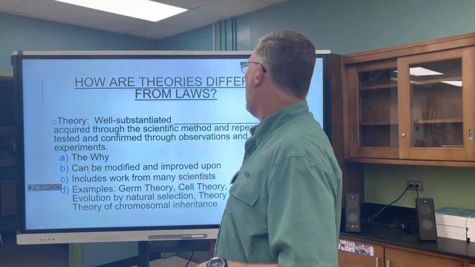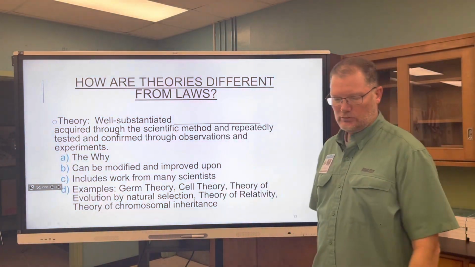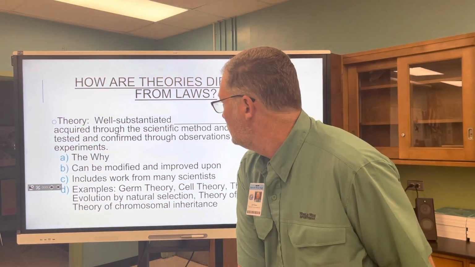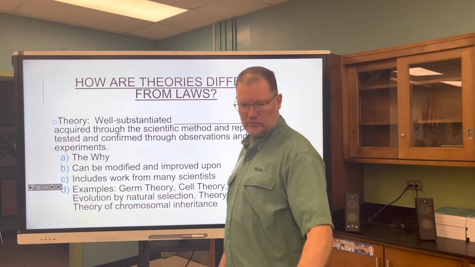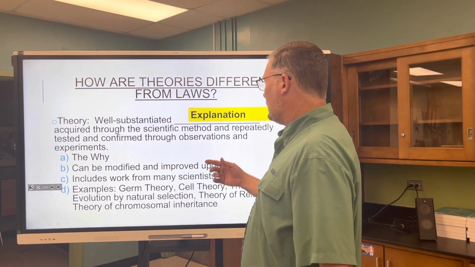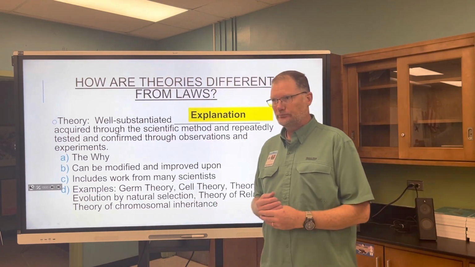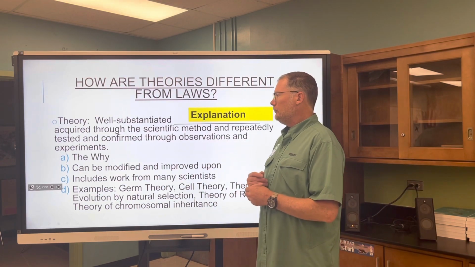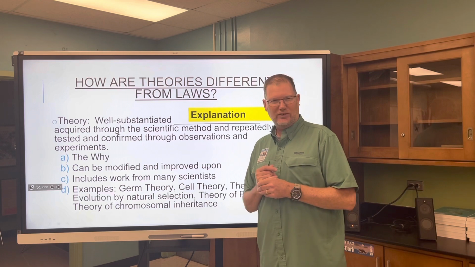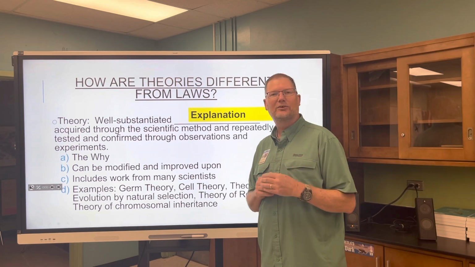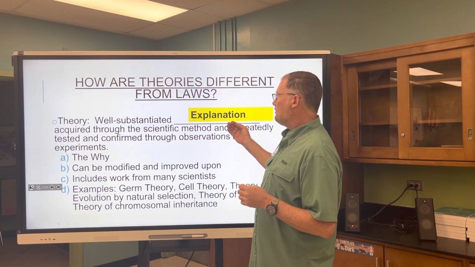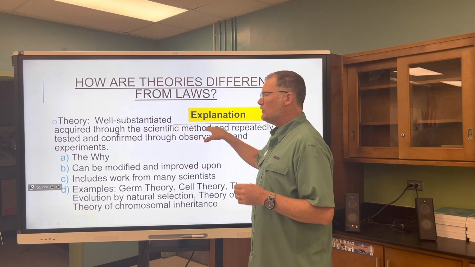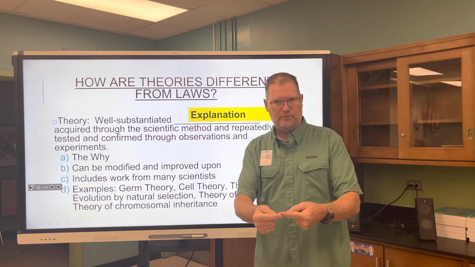All right, how are theories different from laws? Okay, so we're moving on to the next subject here. A theory is an explanation. It's kind of like an inference, but with a lot more work, okay? An inference is almost like a guess. So because you need to use the scientific method to get a theory.